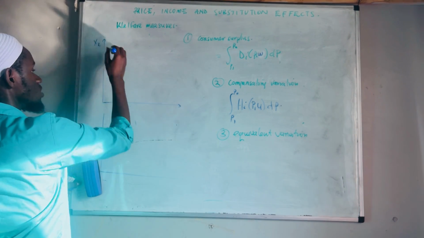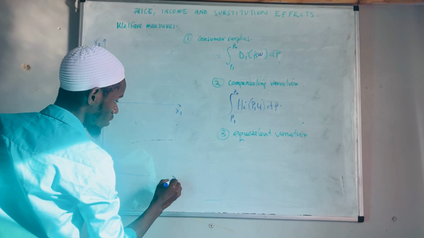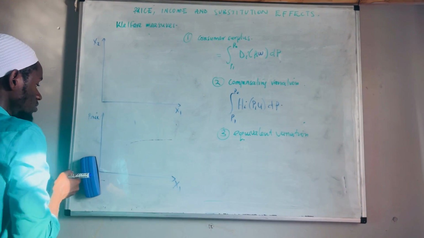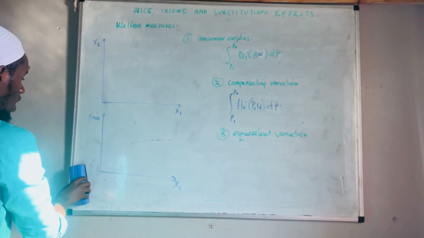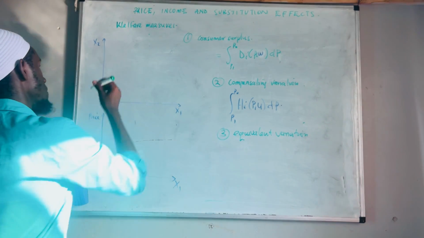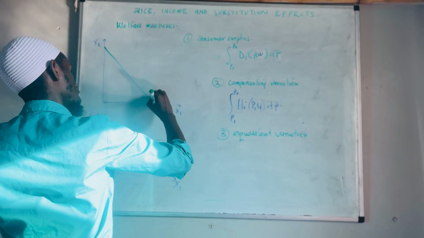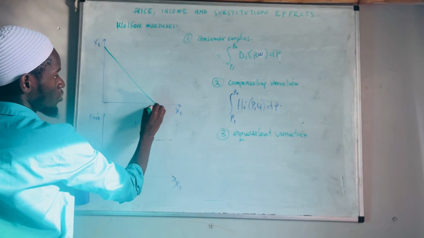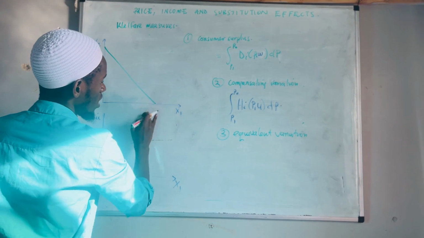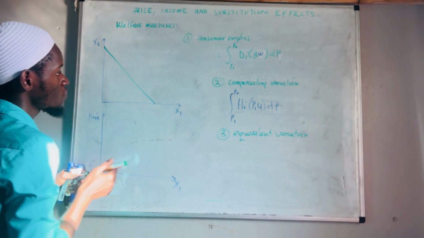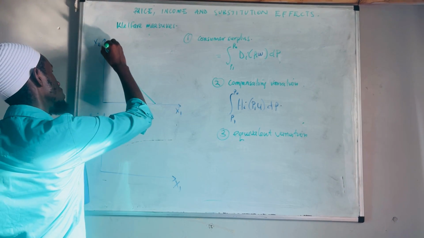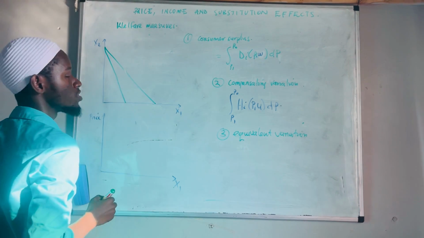This is X2, this is X1, and this is the price. Originally I was able to consume at this indifference curve W1. Now since the price of X1 increased, I will be able to consume less of X1. Therefore my budget line will shift inwards like this, to this new point here.